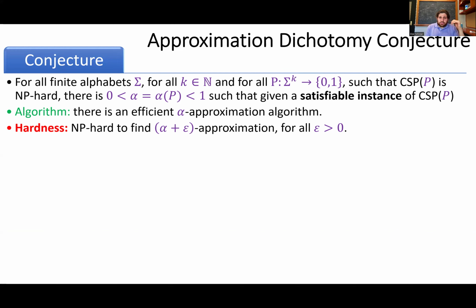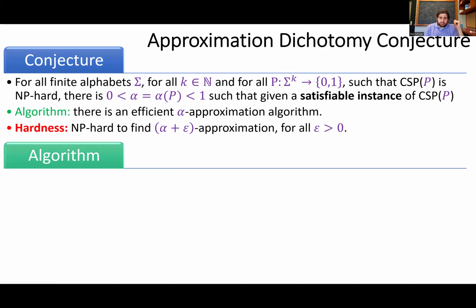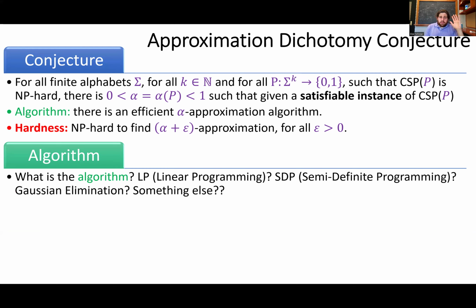Namely, we conjecture that what holds in Raghavendra's case should also hold here, except that this is in the satisfiable instances case. And of course, CSP-P has to be NP-hard by itself. Otherwise, this theorem has no content because you can just fully solve it. But, so this is the conjecture.